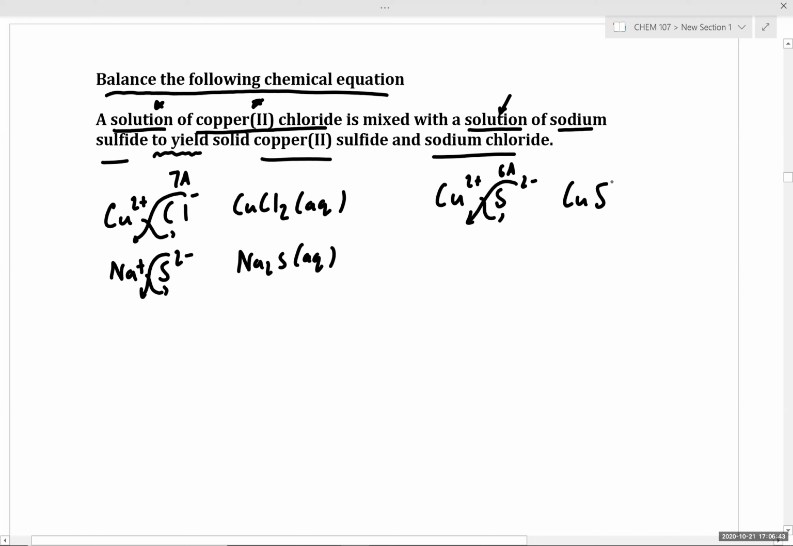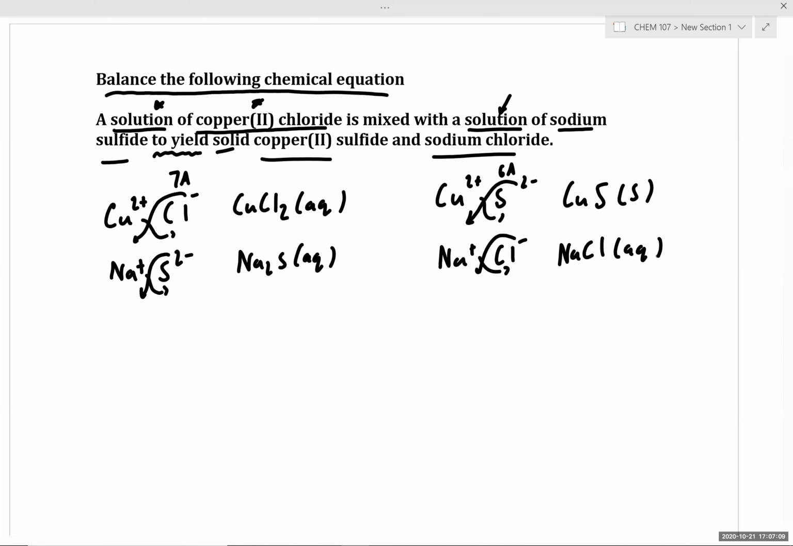Because remember, for ionic compounds, we want the simplest ratio of atoms. Next, we have sodium chloride, which is sodium plus and Cl minus. We cross our charges and that gives us NaCl. So we have solid copper sulfide, and sodium chloride is aqueous because it's soluble in water. Okay, so that's the first step when you're writing chemical reactions from text. You need to convert the names into a formula.